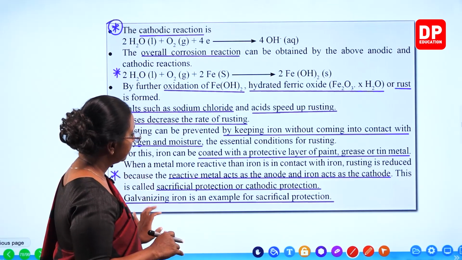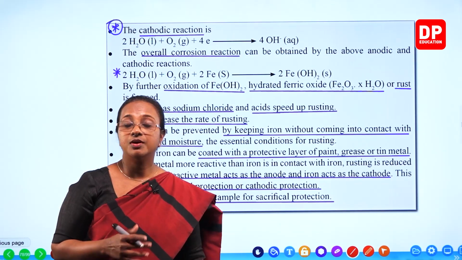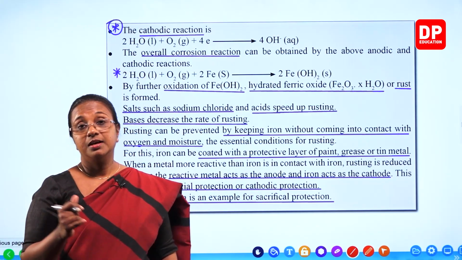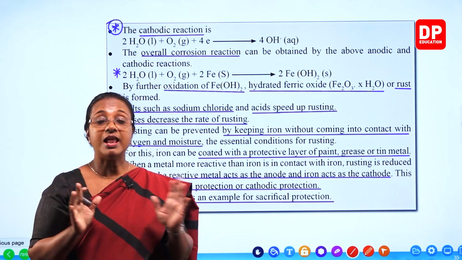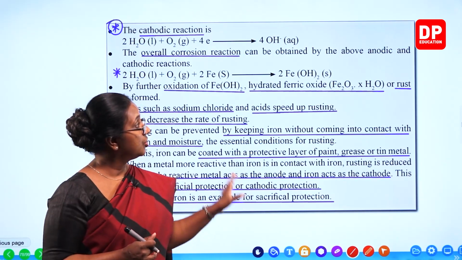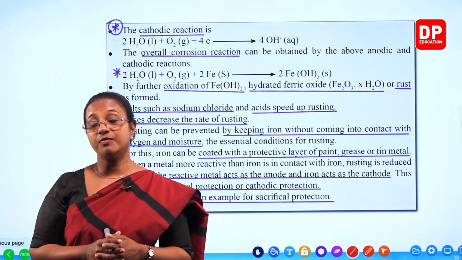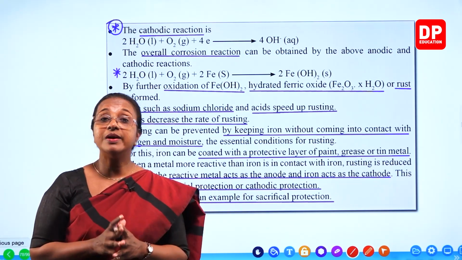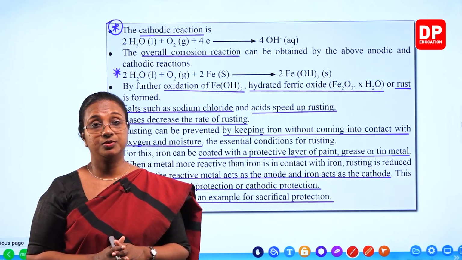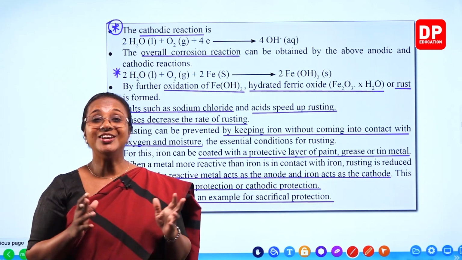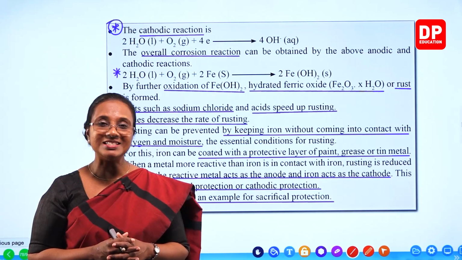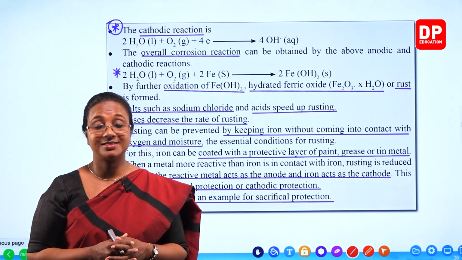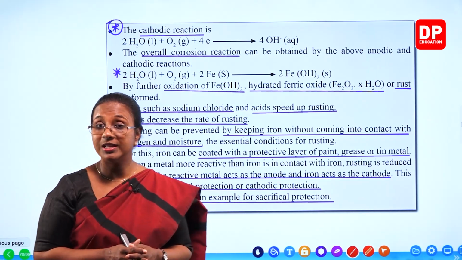So those are different examples or methods of protecting iron from rusting. You all have to remember all these, students. So that is the summary of this lesson. And in the next slide, I will be discussing the questions given in your textbook. I'm sure you will do that by yourself first, and then you can listen to my discussion and check your answers. So I'm going to move on to the next slide.